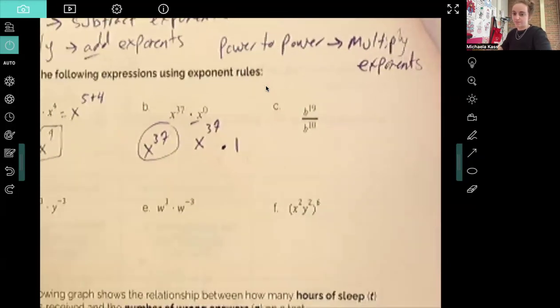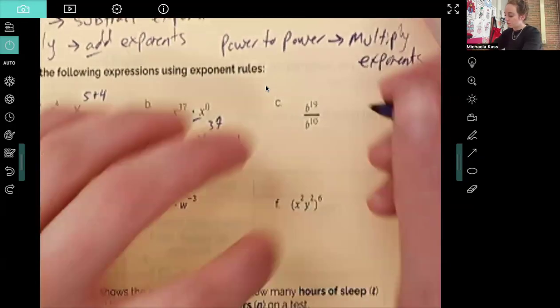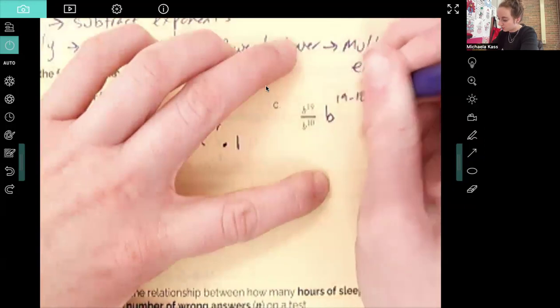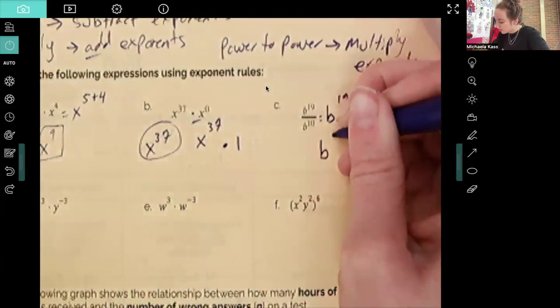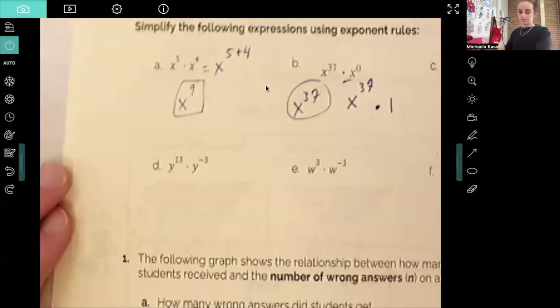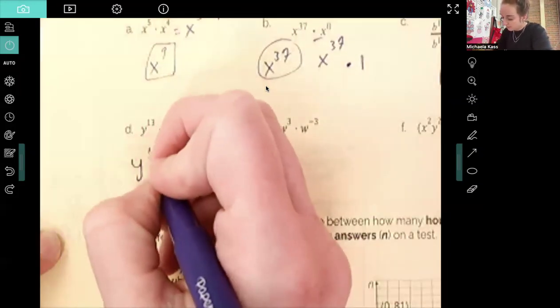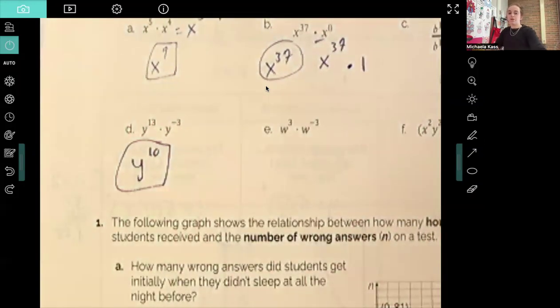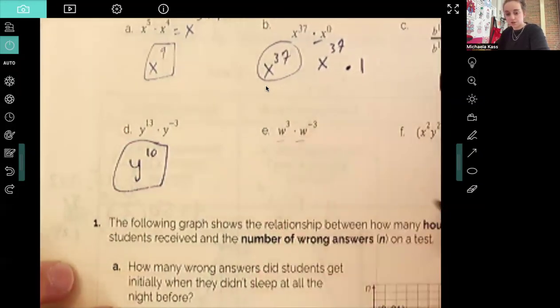Okay, let's go ahead and look at C. C says b to the 19th divided by b to the 10th. So if we're doing division, we are subtracting those exponents, right? So we're doing 19 minus 10. And 19 minus 10 is 9. So b to the 9th is the correct answer for that one. All right. On D, again, multiplying by the same base means add the exponents. So 13 plus negative 3 is 10.